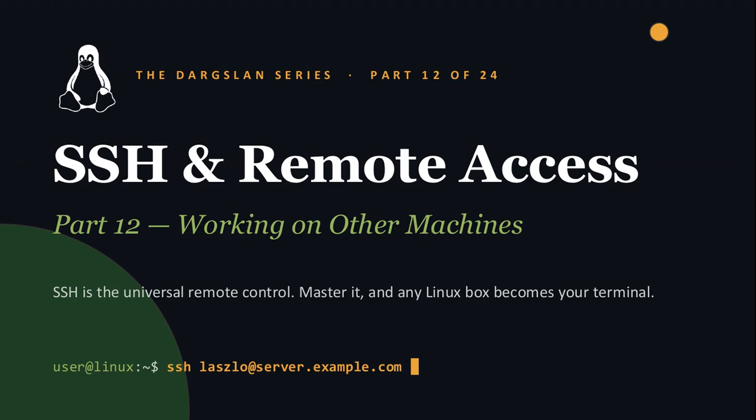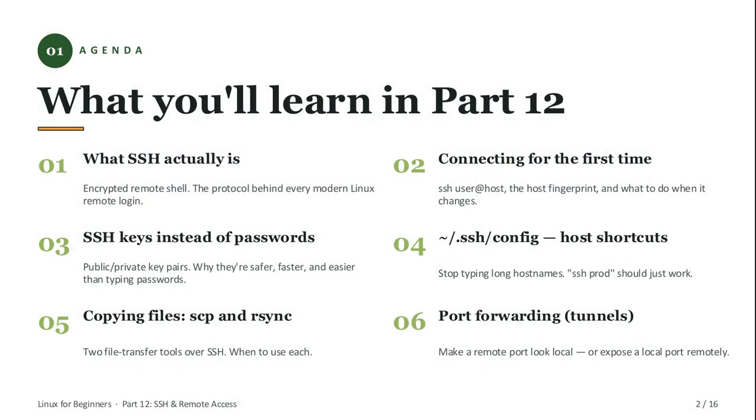We're now 12 parts into our Linux journey, and today we're stepping into something that genuinely changes how you work. This part is all about SSH and remote access, the skill that lets you sit at one machine and operate another as if you were right in front of it. Think of SSH as a universal remote control. Once you're comfortable with it, any Linux box on the network, across the room or across the world, becomes just another terminal window. Here's the path we'll walk together.